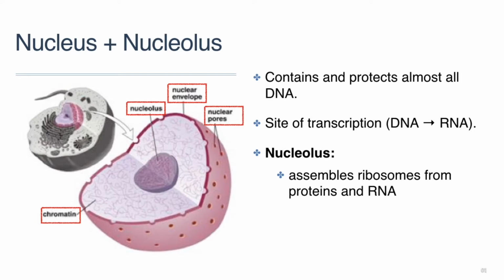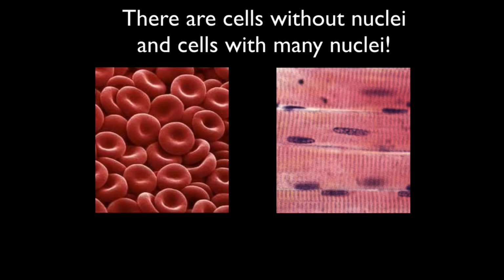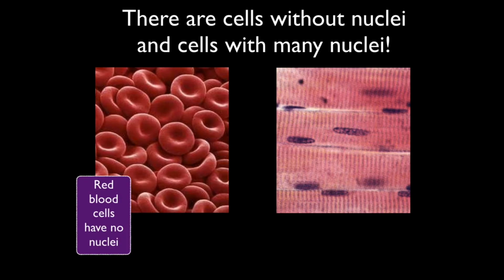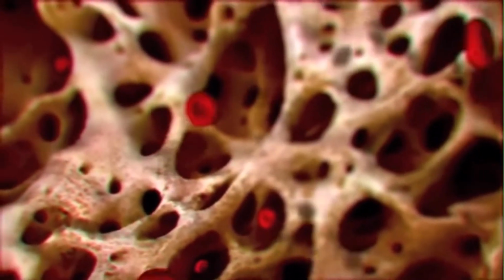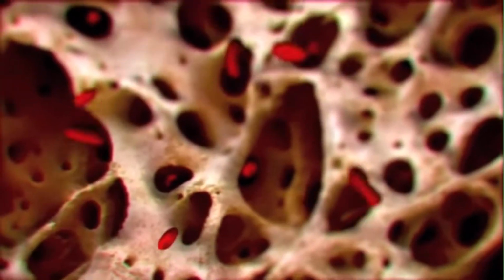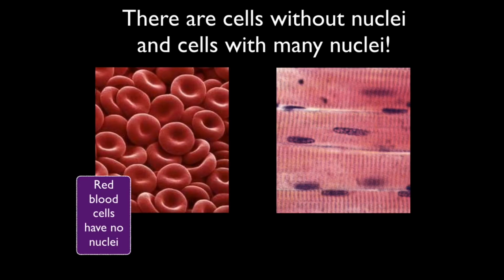However, there are exceptions, like the mature red blood cells that are found in mammals. Because they don't have any nuclei, mature red blood cells do not contain DNA and cannot make any RNA. Consequently, they cannot divide or make any proteins on their own, which is fine for red blood cells because they are made in the bone marrow of stem cells, and those stem cells do contain a nucleus.